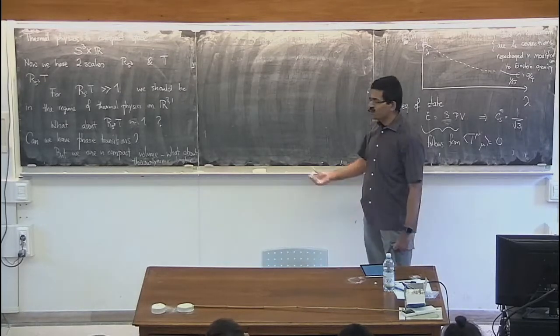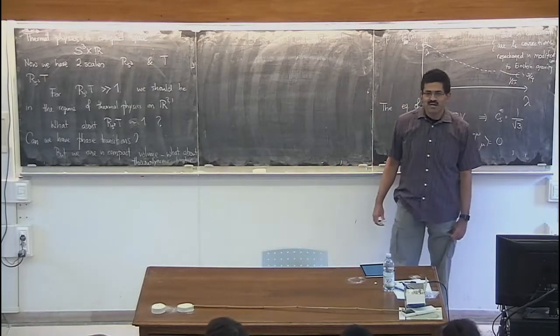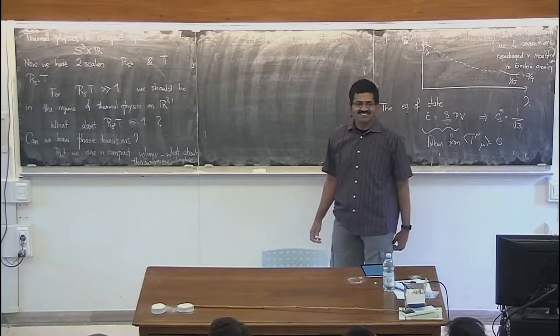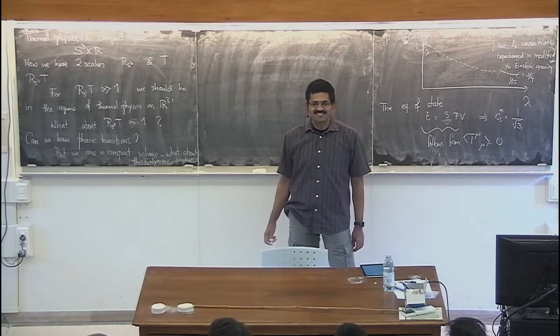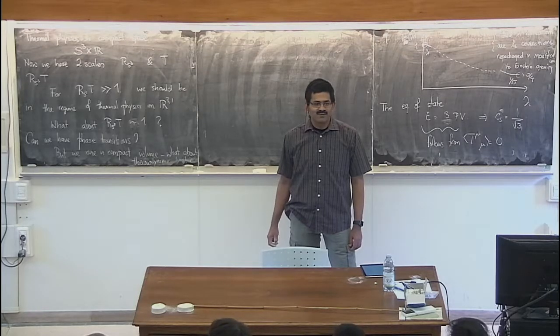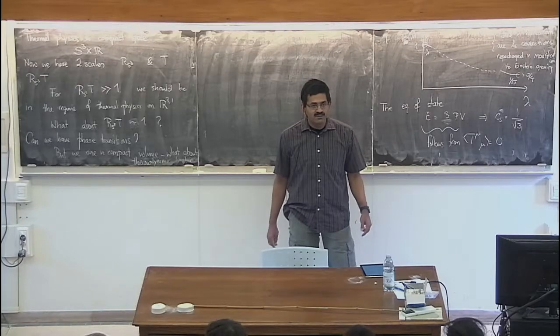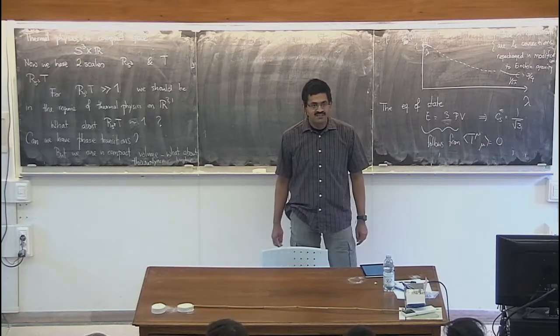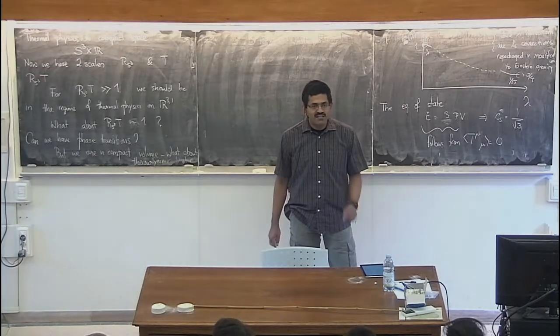But I told you this is a straw man. So there's a way out. What's the way out? The way out is that even though we are still in compact volume, we are doing a large N theory, so we have infinitely many degrees of freedom.